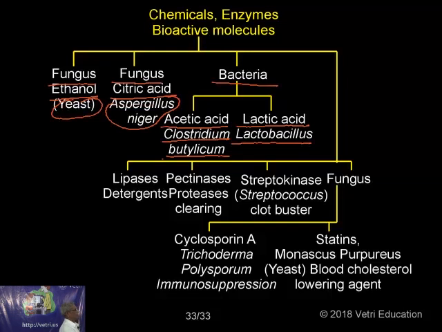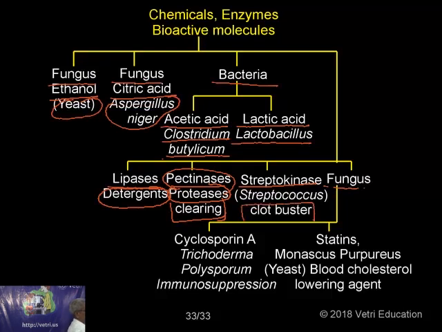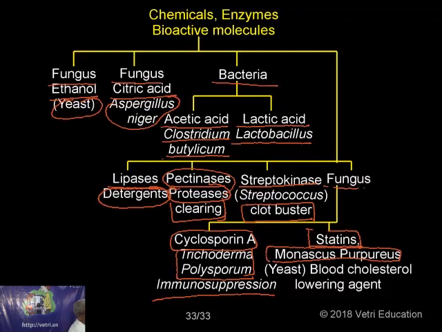And then of course you have got the lipases, pectinases, streptokinases, and then the fungus. The lipases are used in the detergents, pectinases and proteases as clearing agents, then streptokinase as a blood clot burster. Then the fungus: cyclosporin A is taken from Trichoderma polysporum and it is used as an immunosuppressant. Statins are manufactured from Monascus purpureus, which is a yeast, and it is used in reducing the blood cholesterol level.